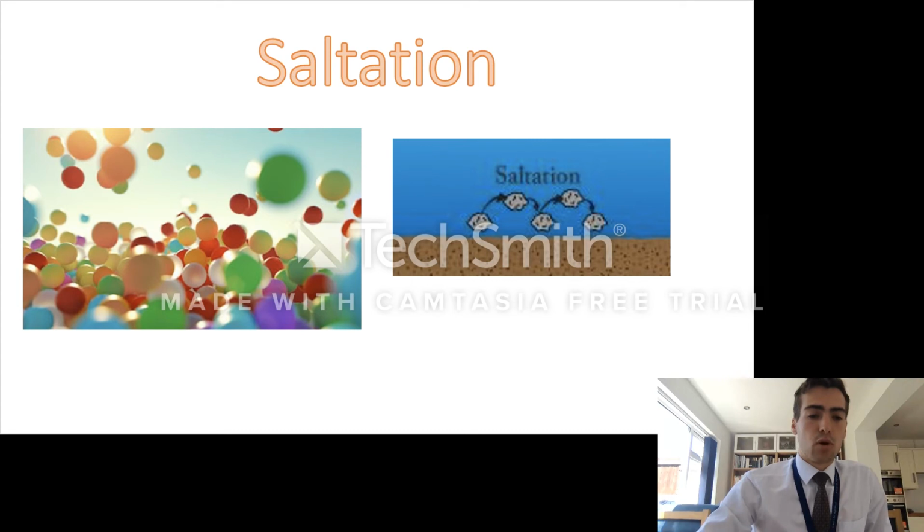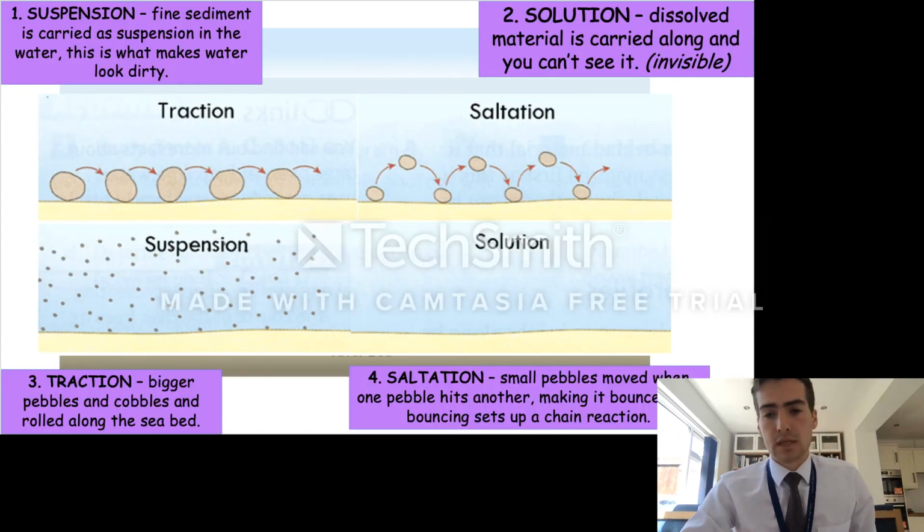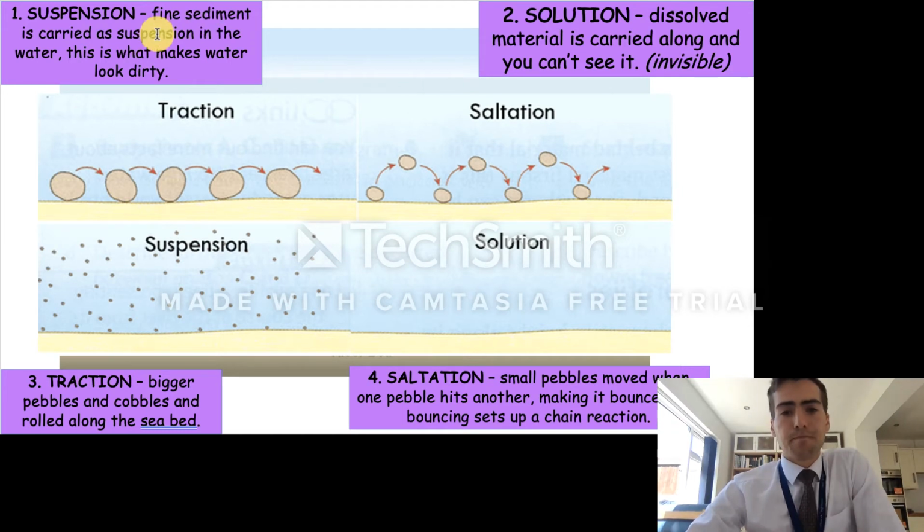So if I just put them all on one diagram now, this is what they'll all kind of look like. So suspension, fine sediment is carried as suspension in the water. This is what makes water look dirty. Okay, so when you go past a river and you think, oh, that's a really dirty river, sometimes the water might actually be quite clean. It's just that it's got lots of sand and stuff being suspended in it.